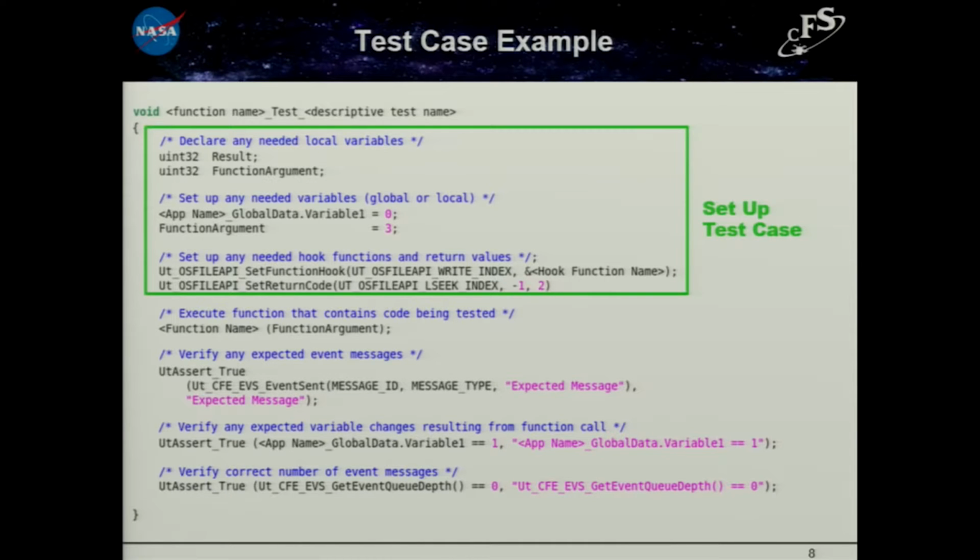So here, you write a function name. In this case, it's the name of the function you're testing, test, then a name descriptive of this particular thing that you're testing. So here's the setup. You declare some variables. You set up any global variables or local if you're passing it into the function. And you set up any hook functions or return codes for the stub functions. And the setup could get pretty long, but this is just an example.